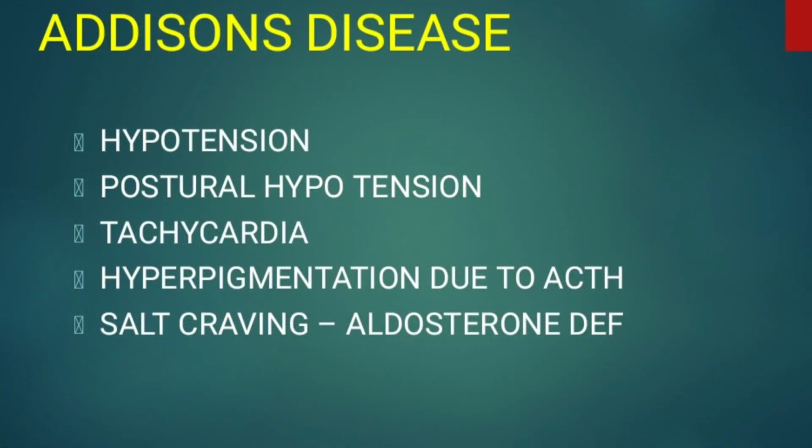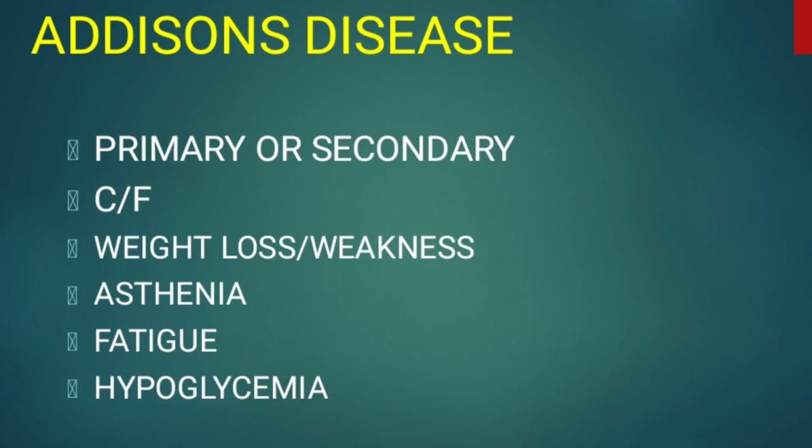The clinical features we commonly see in this condition are weight loss, hypotension, postural hypotension, and hypoglycemia, and all the features of mineralocorticoid deficiency, glucocorticoid deficiency and sex steroid deficiency. In the adrenal gland there are three layers: zona glomerulosa, zona fasciculata and zona reticularis. In zona glomerulosa, mineralocorticoid is secreted, in zona fasciculata, glucocorticoid is secreted, and zona reticularis is responsible for the secretion of sex steroids. In Addison's disease all these hormones are reduced, and the features occur because of the deficiency of these hormones.